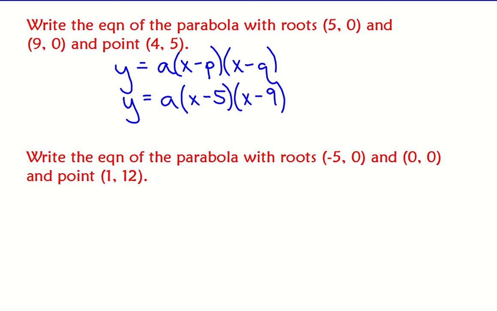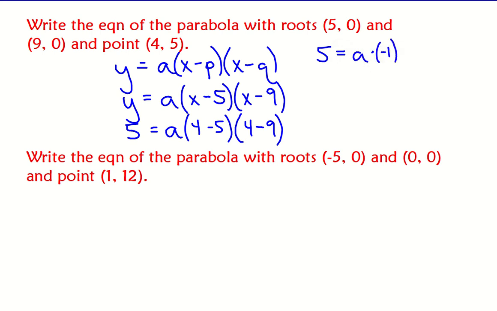Now to figure out a, I'm going to use the point to figure out the steepness, which means I'm going to substitute in 5 for y and 4 for x. In this case, I have to substitute 4 for x both times I see the x. So that would be 4 minus 5 and 4 minus 9. Simplifying that gives me 5 equals a times negative 1 times negative 5. So 5 equals 5a, and in this case a is just 1.